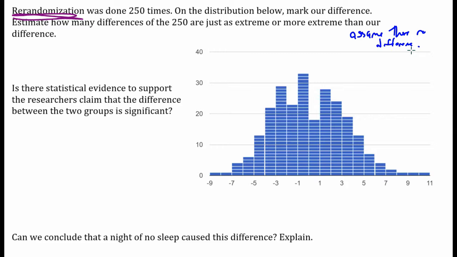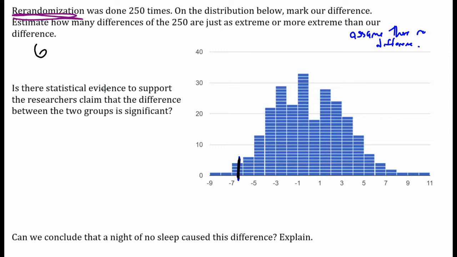On the distribution below, mark our difference. So we had a difference of negative 6.3, which I'm going to say is about right there. Estimate how many differences of the 250 were just as extreme or more extreme than our difference. Well, 1, 2, 3, 4, 5, I'm going to say 6 were. 6 simulations had a difference that was more extreme or just as extreme as our difference.